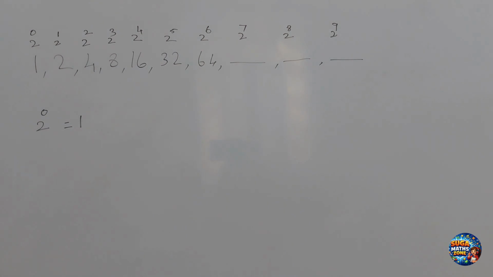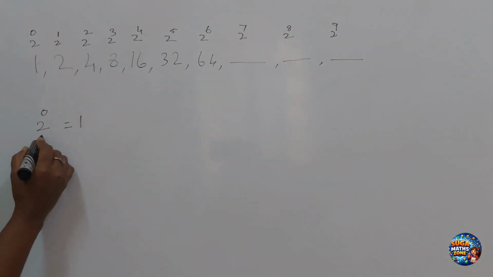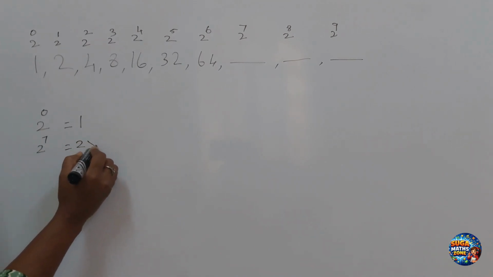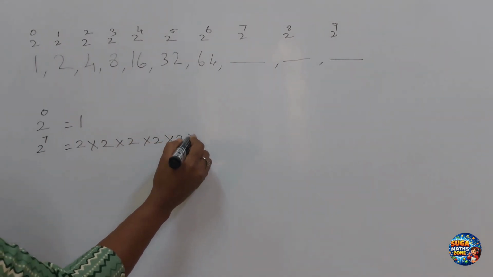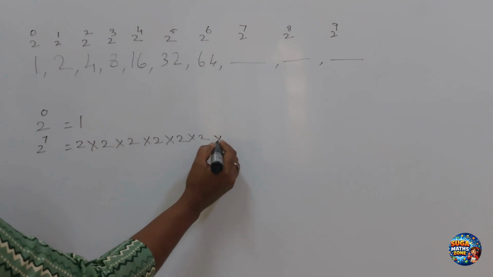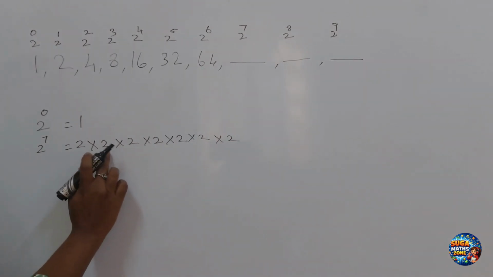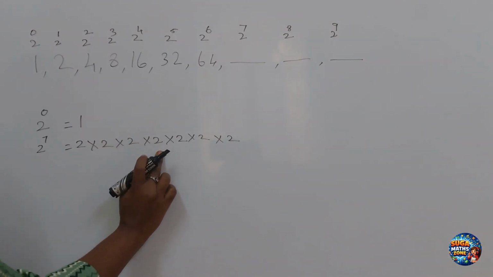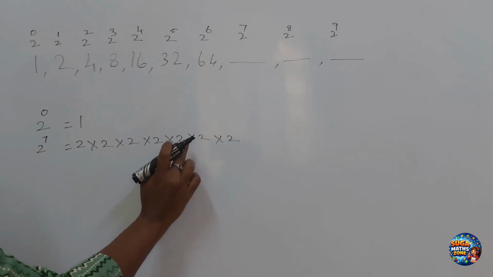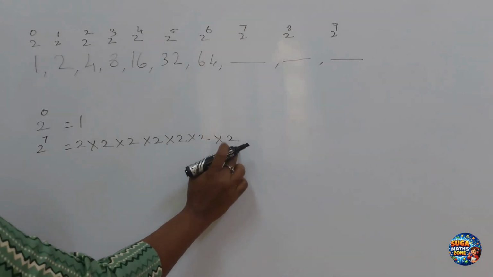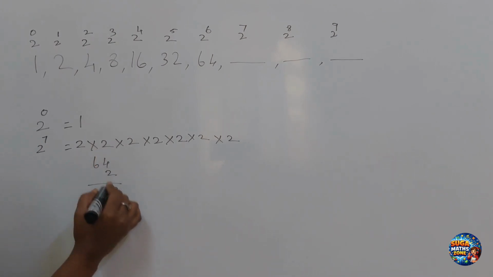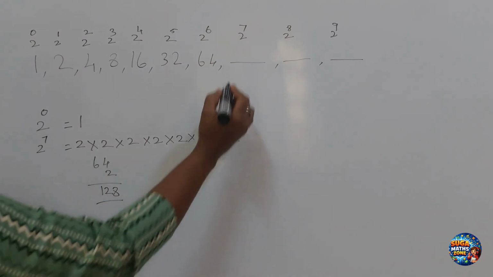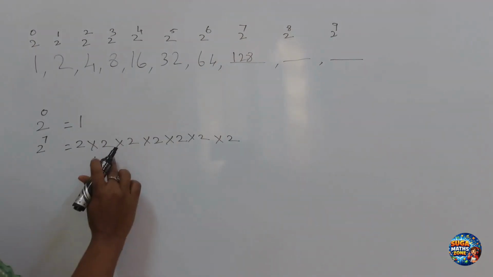We already saw this in our last video. So 2 power 7 means 2 is multiplied 7 times: 2 into 2 into 2 into 2, 7 times. So 2 2s are 4, 4 2s are 8, 8 2s are 16, 16 2s are 32, 32 2s are 64, 64 2s are 128. This is quite a long process.